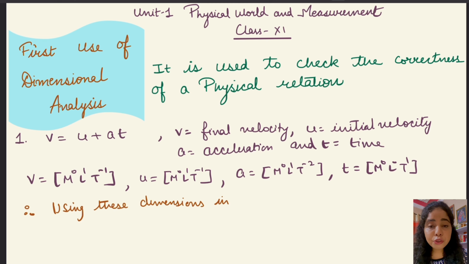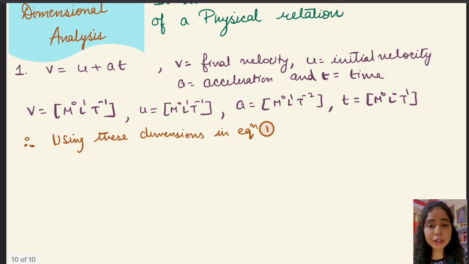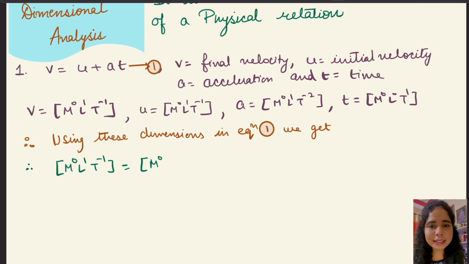So we will mark the equation v is equal to u plus at as equation number 1, and we will put all these dimensional formulas in the first equation. Instead of writing v, we will write the dimensional formula straight away, that is M0 L1 T minus 1 is equal to M0 L1 T minus 1 plus M0 L1 T minus 2 multiplied by M0 L0 T1.